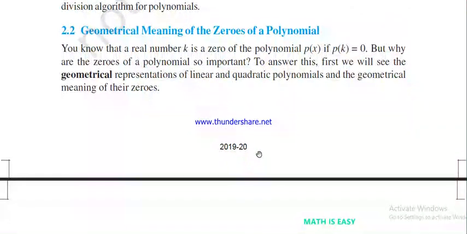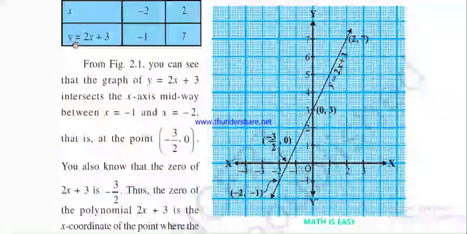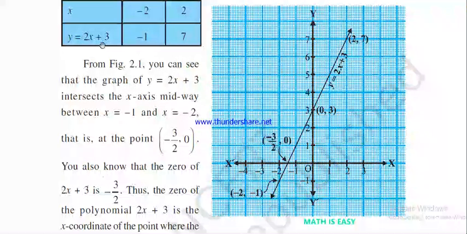Now if I say geometrically, how does the 0 of the polynomial show? Geometrical meaning of the 0 of a polynomial. It means when I represent the same polynomial on the graph, where exactly the 0 or solution of the polynomial will lie on the graph. So for example, y equals 2x plus 3 is an example of a linear polynomial, and we studied linear equation in one variable in class 8, and we represent it on the graph. We already knew that it is going to be a straight line.